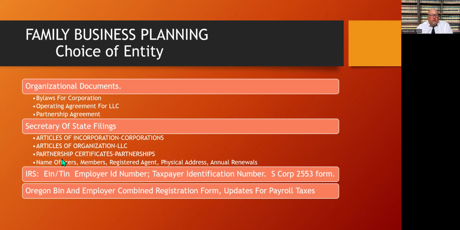Finally, if you're in Oregon, you will have to get an Oregon Business Identification Number called a BIN number. And the form that is filed is an employer combined registration form, which is available on the Oregon Department of Revenue website. And that is essentially the tax ID number for the state of Oregon. And then you will also have to update and use that number for your payroll taxes.